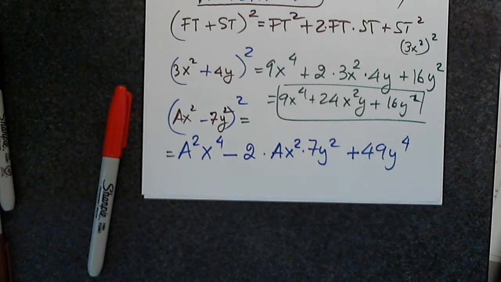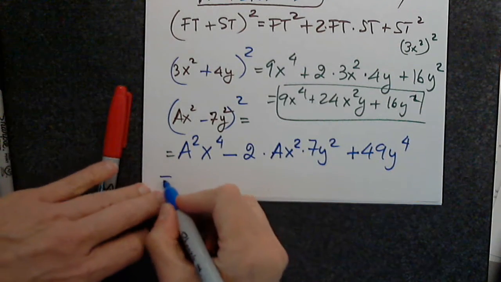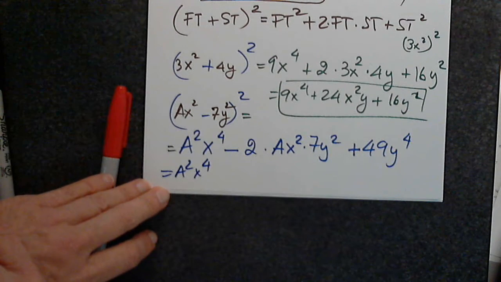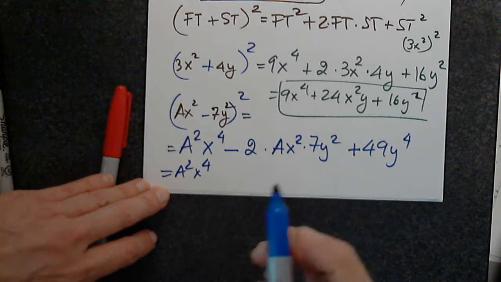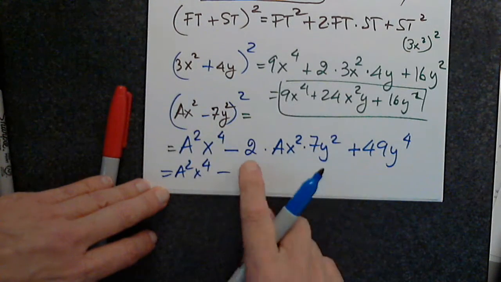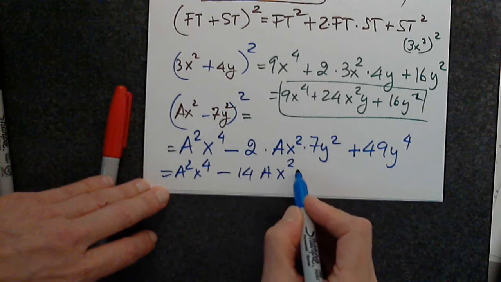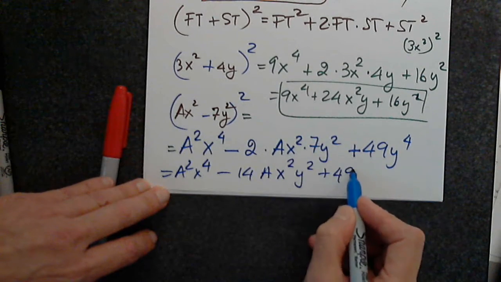Okay? We have to simplify the middle term now. So I'm copying a squared x to the 4th. What would you say about the middle term? Minus 2, minus 14. Minus 14, very good. 14 a x squared y squared, plus 49y to the 4th.